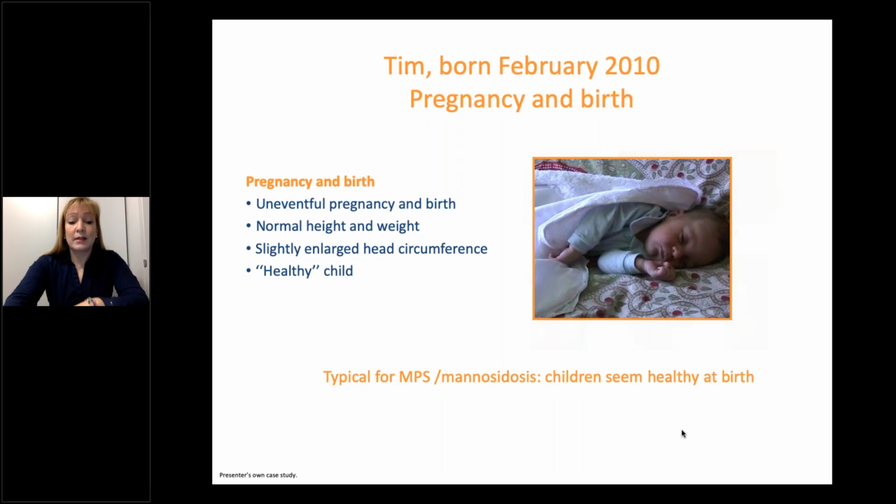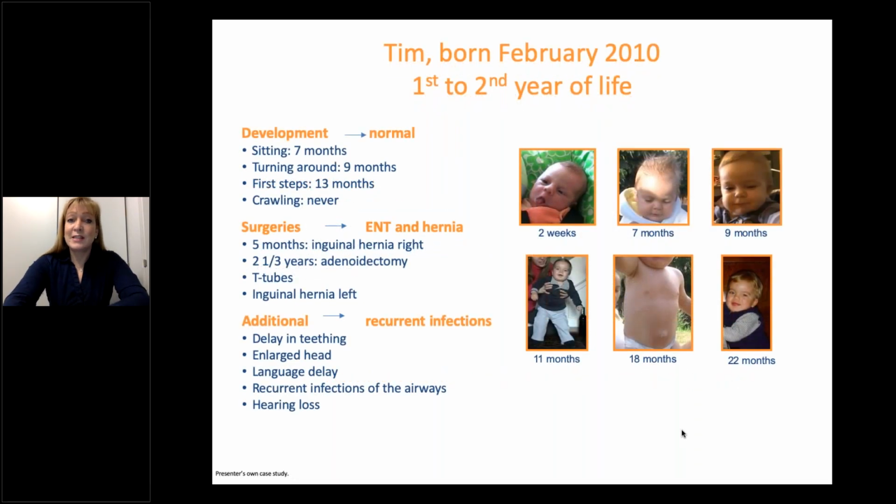He had just this slightly enlarged head circumference. His development was normal. He had, at 5 months, an inguinal hernia on one side; at 2.5 years, an adenoidectomy and T-tubes, and also an inguinal hernia repair on the left side. Additionally, at this time, he had a delay in teething, an enlarged head, language delay, also due to the hearing loss, and always recurrent severe infections of the airways.